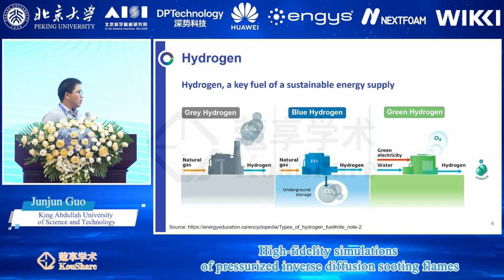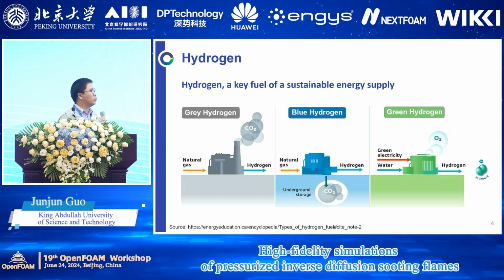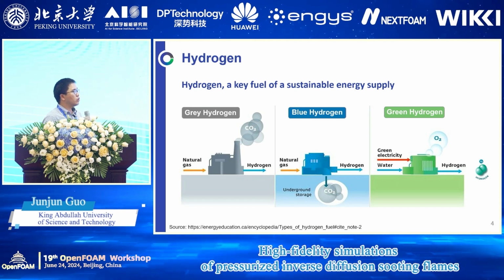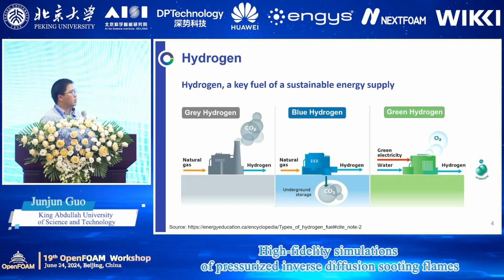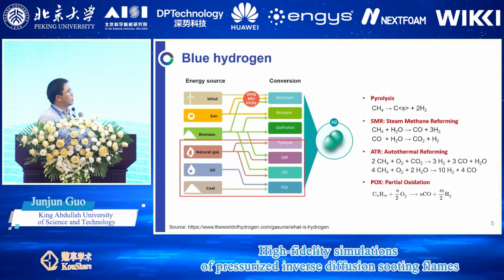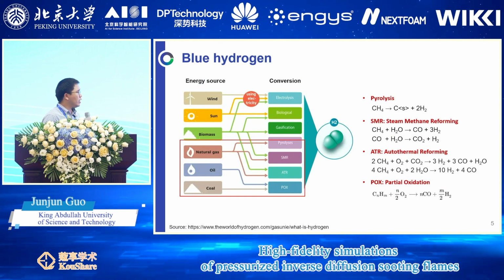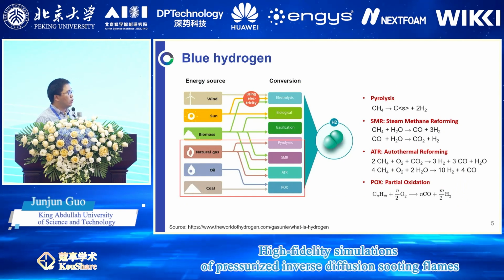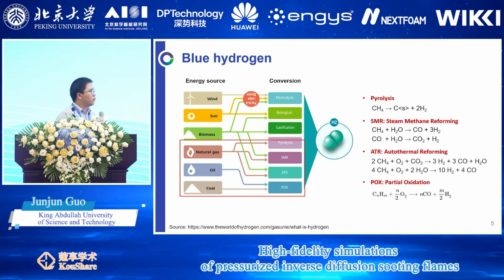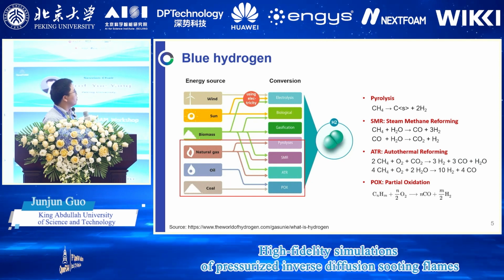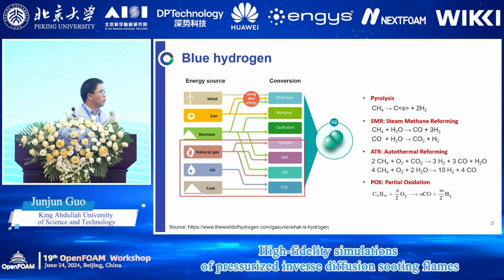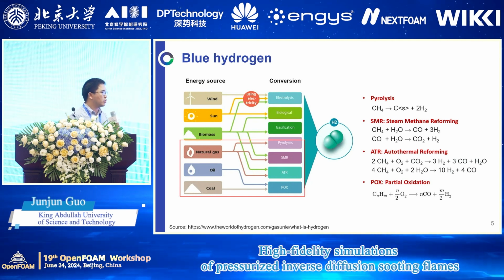If you have carbon capture, then you produce blue hydrogen, and when you're using renewable energy, then you get green hydrogen. But nowadays, worldwide, most of the hydrogen is still blue hydrogen. There are different ways to produce blue hydrogen using natural gas, oil, and coal. Here I list 4 different technologies: pyrolysis and different ways of reforming. The steam methane reforming, autothermal reforming, and partial oxidation.